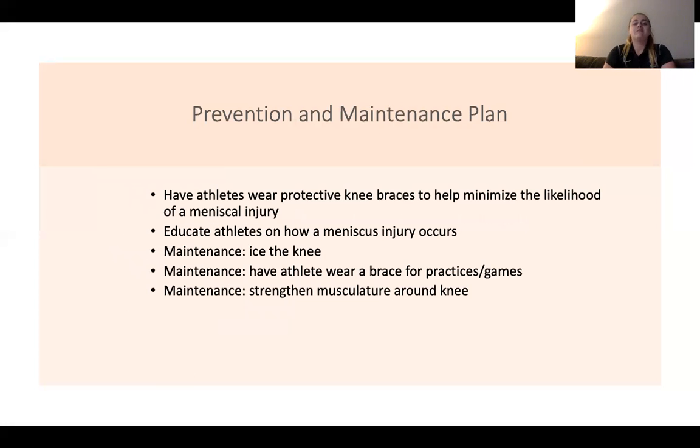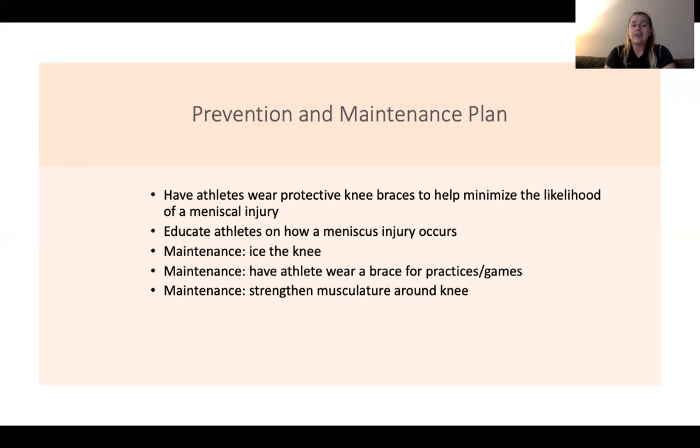All right, prevention and maintenance plan. A good way of preventing some meniscus tear would be to have the athlete wear protective knee braces to help minimize the likelihood of a meniscus tear. I know that plant and twist mechanism is sometimes hard to avoid for certain activities. I do feel like having a knee brace would help limit some of that forceful rotation of the knee.